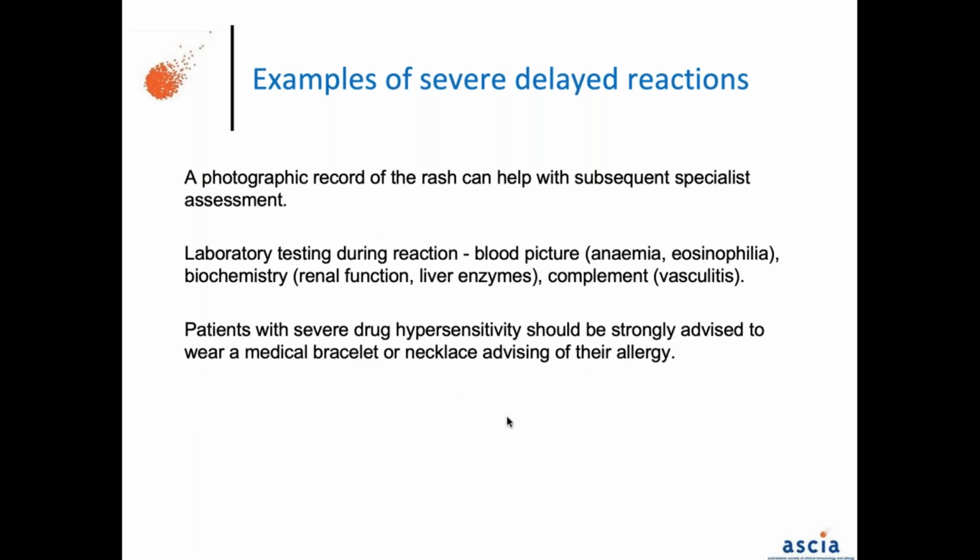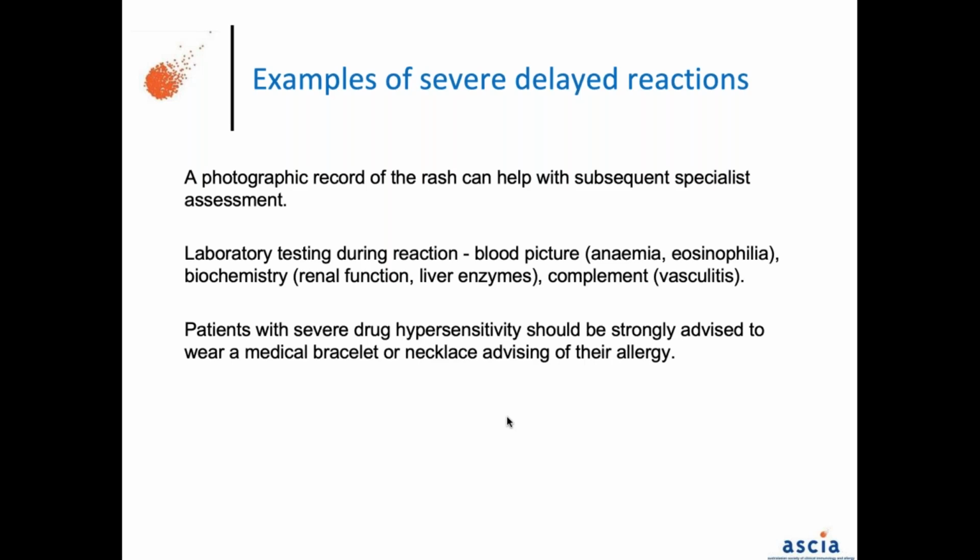In the acute setting, it's always important to take a photo of the rash. It's also important to do a biopsy if you can do so. And you want to accompany this with laboratory testing, blood picture, biochemistry, complement levels, as well as your CRP. Often iron studies looking at a high ferritin can also be useful.